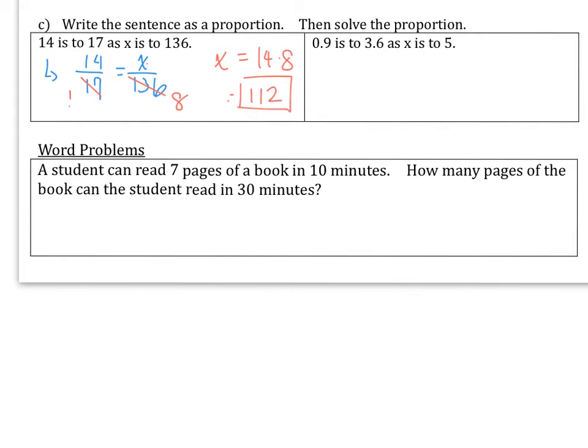And now I have 0.9 is to 3.6. So I'm going to write that as a fraction. And this is equal to x is to 5. Okay, and I can simplify 0.9 and 3.6. So this would be 1 and 4. Okay, and now I can cross multiply. 4 times x is 4x. 1 times 5 is 5. And x would equal 5 over 4.